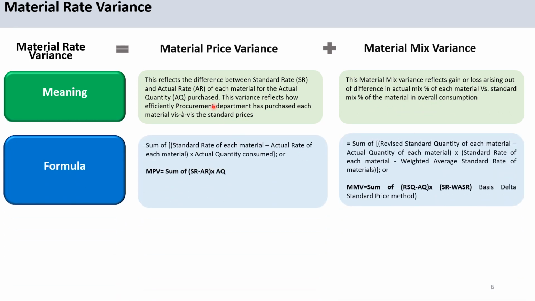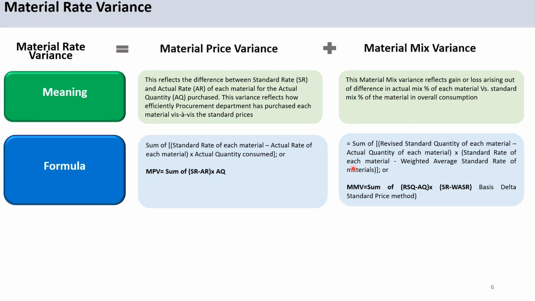Now let me explain the calculations, how the material price variance and material mix variance are calculated. Material price variance is the sum of standard rate of each material minus actual rate of each material times the actual quantity consumed. So in short, we can say MPV equals sum of SR, that is standard rate of each material, minus AR, that is actual rate of each material, times the actual quantity consumed for that material.